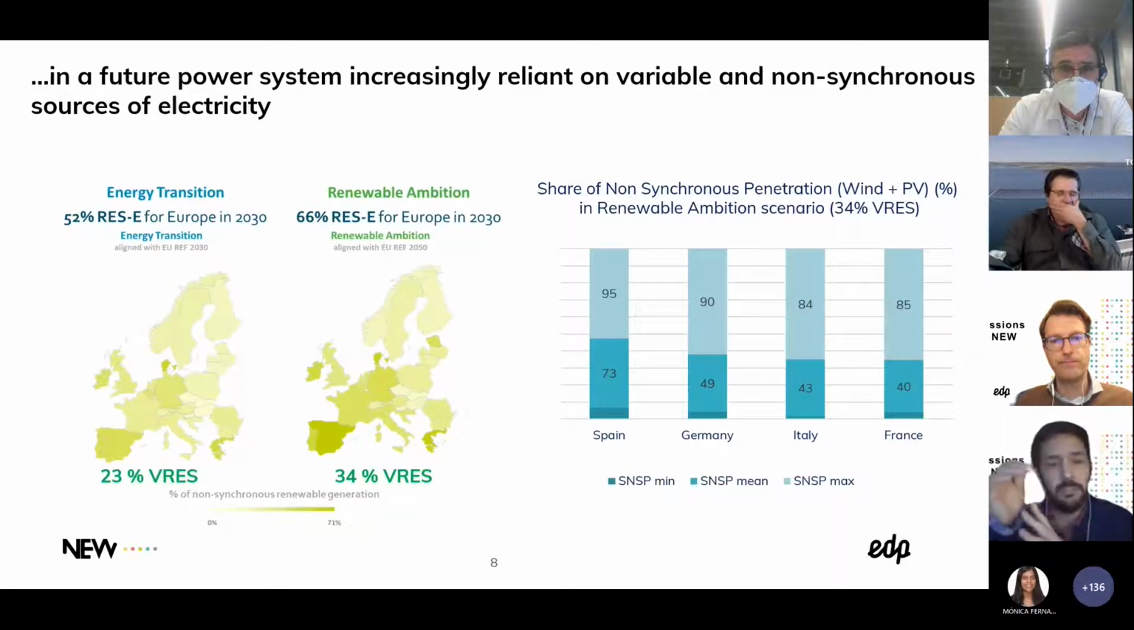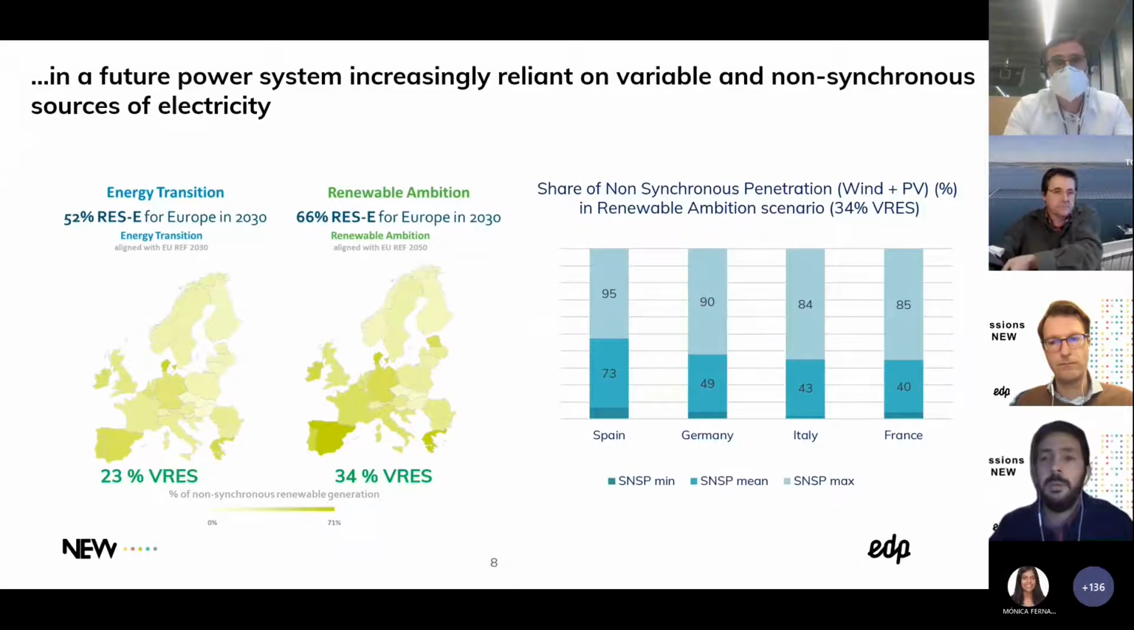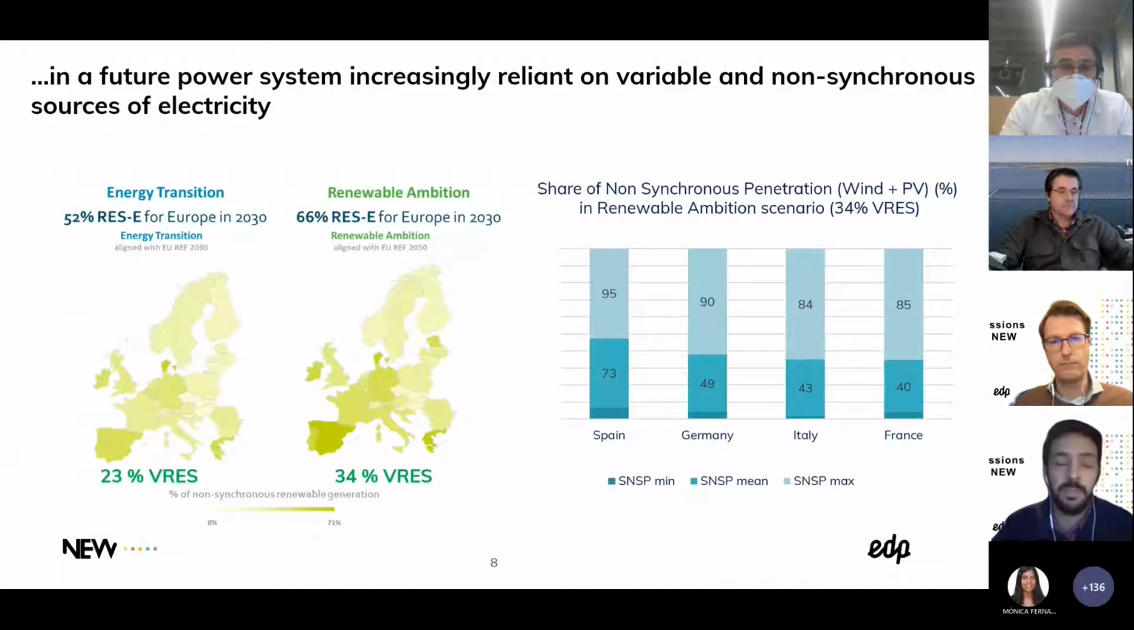The difference between these is that the system will need to change because of such high levels of renewables, and variable renewables as well. The main thing is that these are non-synchronous sources, so they're connected to the system via power electronics, which is inherently different to conventional generation. And so the share of non-synchronous penetration, the so-called SNSP, is a relevant number for us to look at and will definitely become a very important measure of the system.